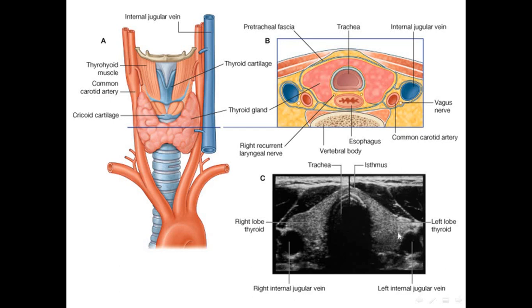This is a transverse ultrasound. So what we see here at the center is the trachea, and this echogenic structure on either side is the two lobes of the thyroid gland and the isthmus at the midline. Here we have the common carotid artery and the internal jugular veins on the lateral side. When we have another larger image, we may see these two structures together.